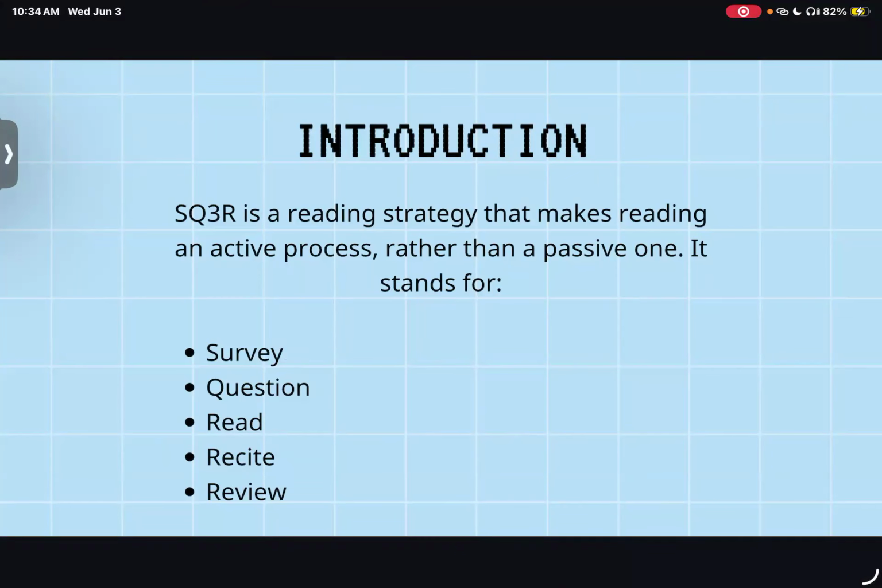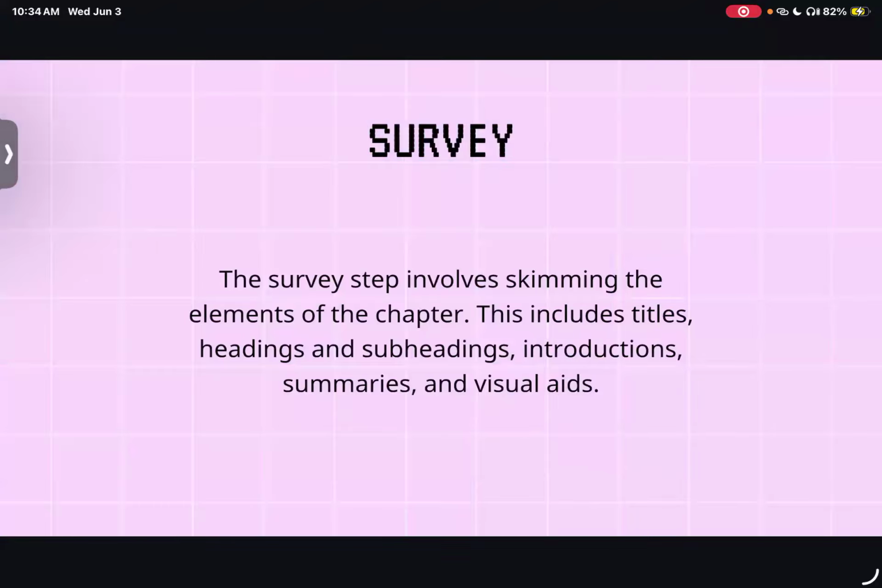So SQ3R is a reading strategy that makes reading into an active process rather than a passive process. It is an acronym and it stands for Survey, Question, Read, Recite, and Review. So in the survey step, the first step, the student first skims over the reading very briefly, taking note of key details. So the title, subheadings, any summaries, pictures, charts, things like that. This should take no longer than 5 minutes.